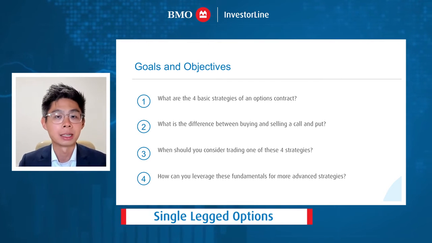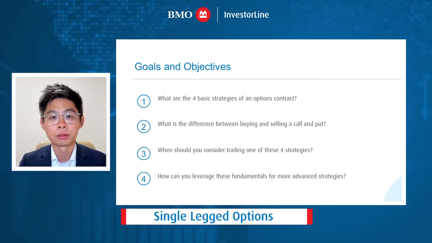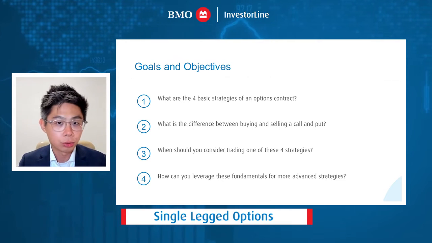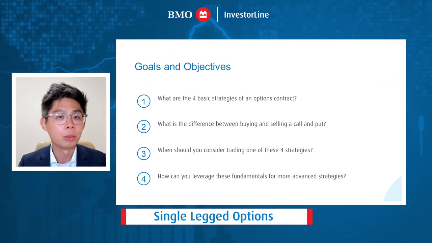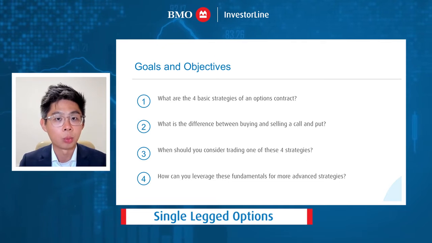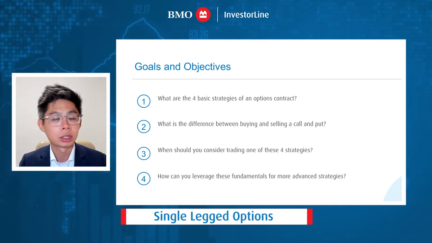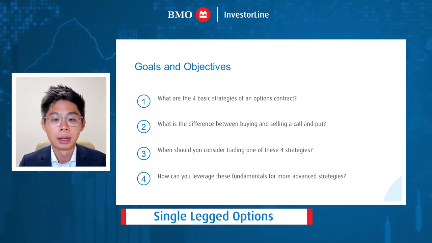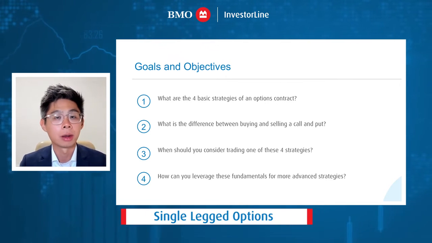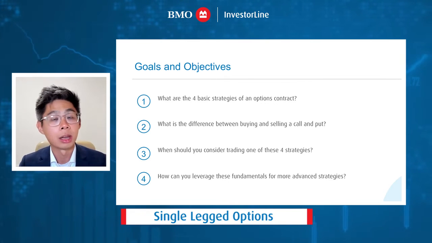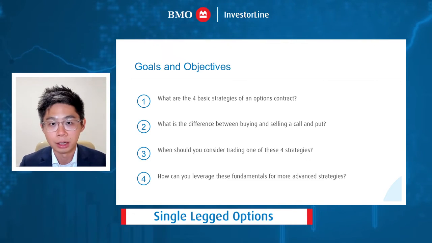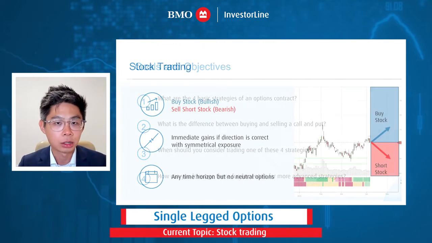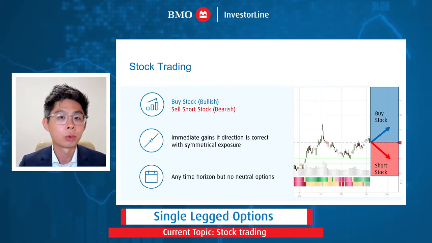And we're going to go through examples because I always feel the best way to learn is by going through an example, and we're going to look through each one of these examples at when you might want to consider utilizing one of these 4 strategies, and what the risks, trade-offs and potential rewards are for each of these strategies. And at the very end, we'll look at how you can apply these best practices to leverage them for more advanced strategies.